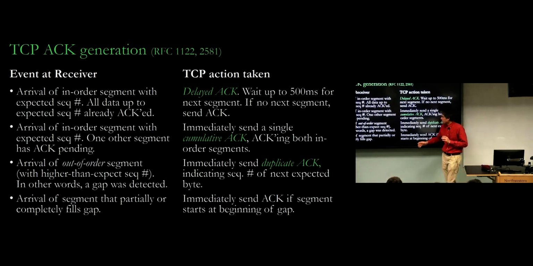And the other scenario is when you receive an out-of-order segment, which usually occurs because there's a packet loss. So you basically receive a segment that has a really high sequence number, higher than you expect, or maybe just slightly higher than you expect. So there's a gap detected in the data stream.